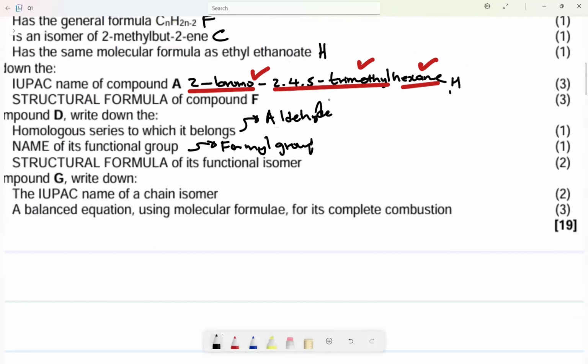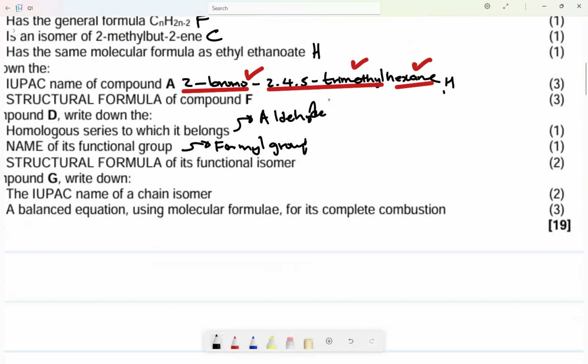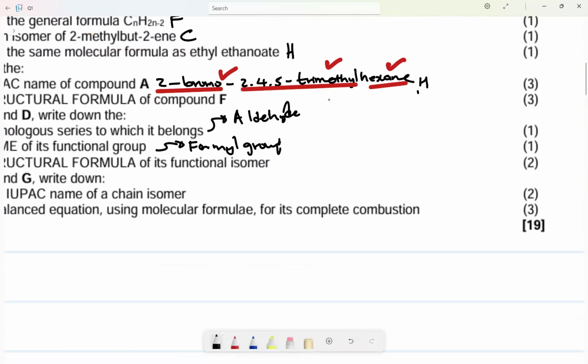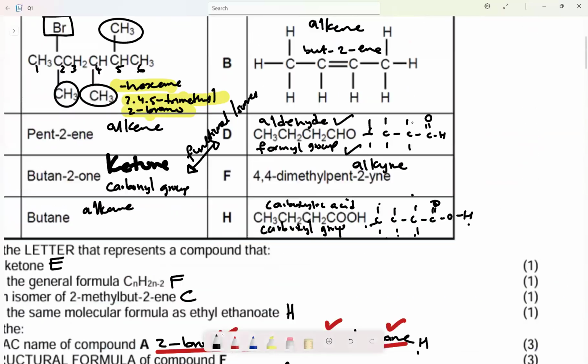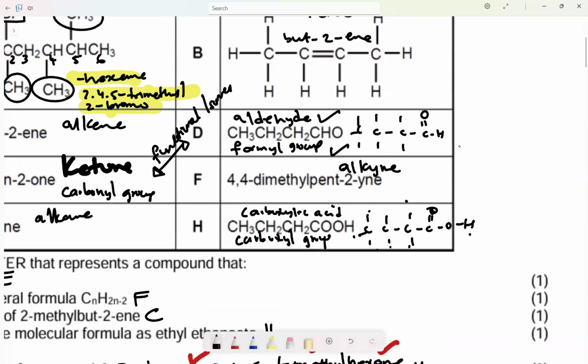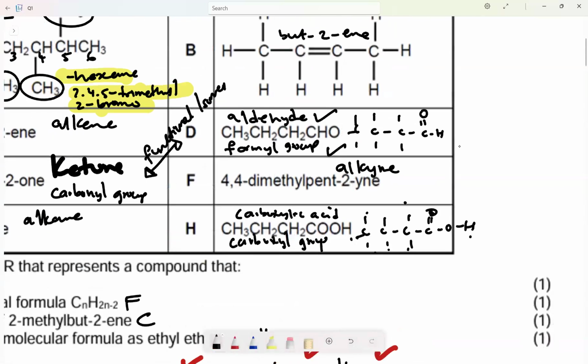Homologous series aldehyde, functional group formyl group. Then the structural formula of its functional isomer. Very good. This is a ketone. So an aldehyde, can you see? Here it is. I've drawn it here. Let me zoom out. Here is a ketone. Remember what is the functional isomer of an aldehyde? It is a ketone.